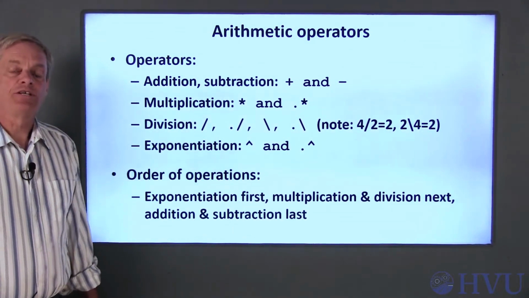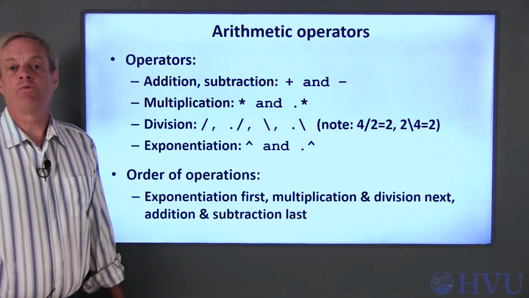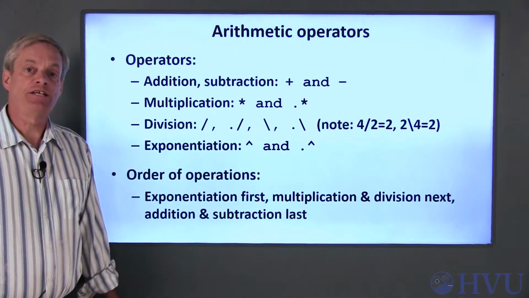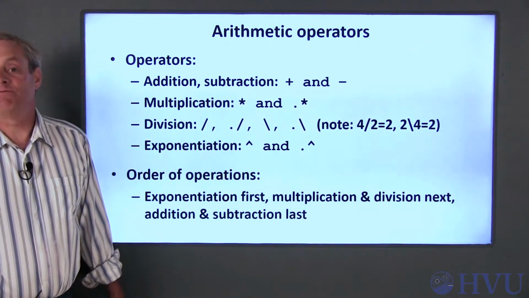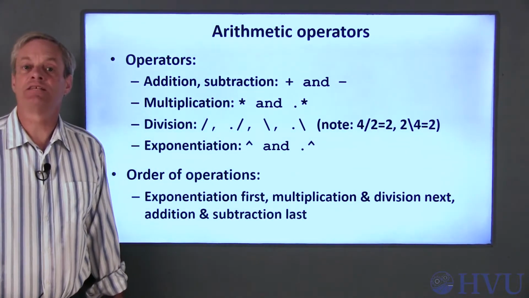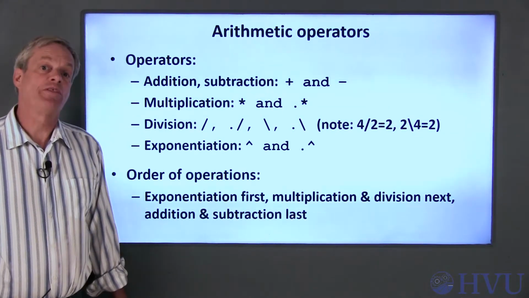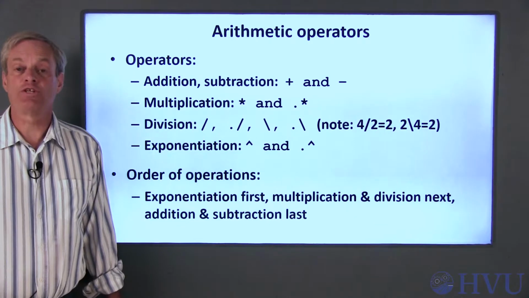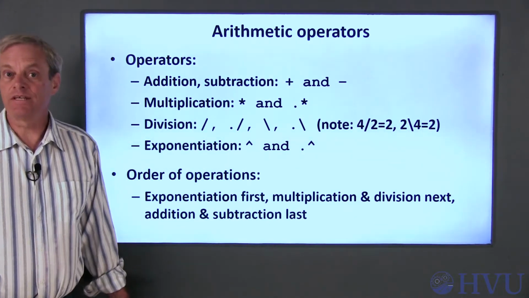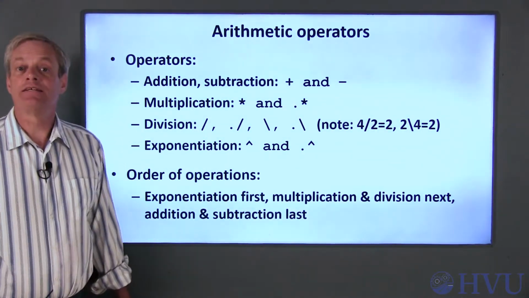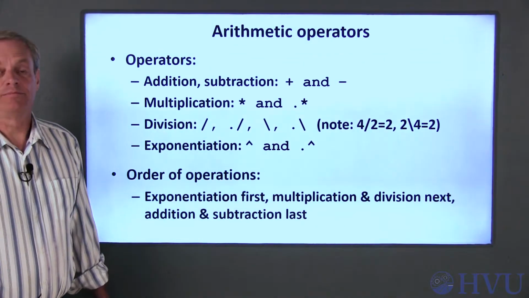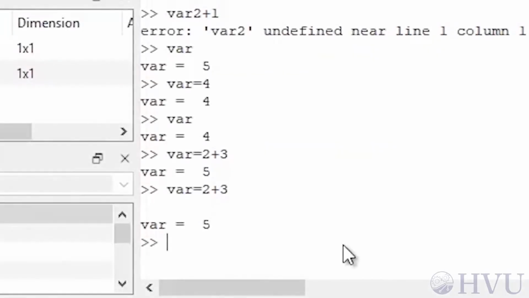The order of operations in Octave is consistent with what you're probably used to when you use a hand calculator. Exponentiation is done first, multiplication and division are next, and addition and subtraction are last. Within operations of the same rank, operations are done from left to right. Parentheses can be used to modify the precedence, since operations in parentheses are always performed first. Now I'll do a few examples of using these operators.